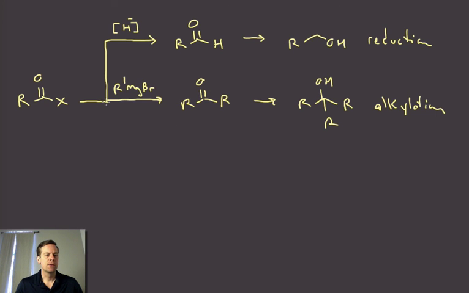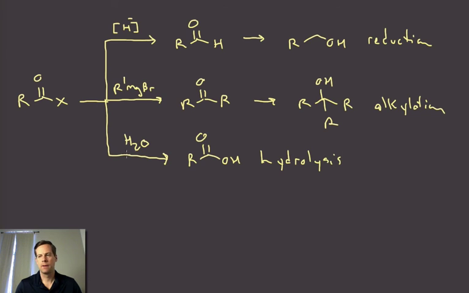We can hydrolyze. If we've got an ester, for example, we can hydrolyze. Formally we use water as the nucleophile, and this gets us back to a carboxylic acid. This process is called hydrolysis. We can also convert a derivative to an ester by using an alcohol as a nucleophile. For example, treating an acid chloride with an alcohol will get us to an ester. That is called alcoholysis.